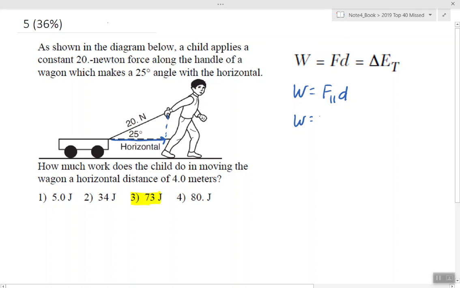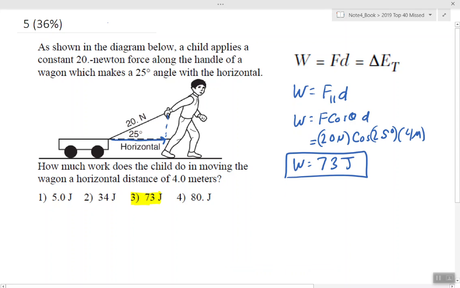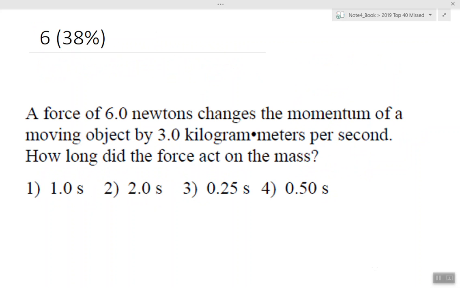So that is going to be the force times the cosine of theta times d. So 20 times the cosine of 25 times 4 meters, which gives us 73 joules. Or while we're at it, you could have left that as Newton meter for the unit. That would be perfectly acceptable. Behold question 6.